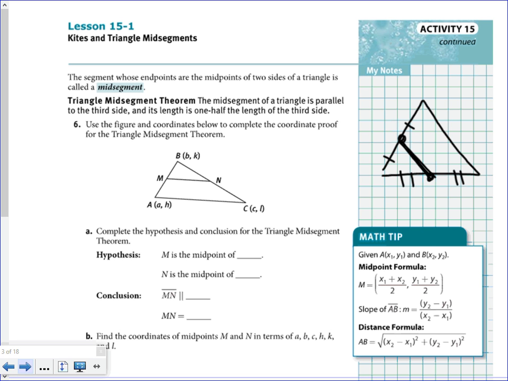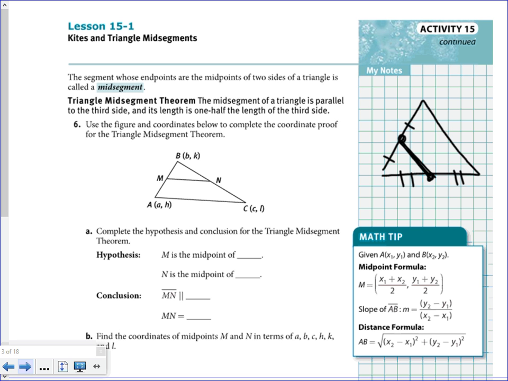So then they tell us the triangle mid-segment theorem. The mid-segment of a triangle is always parallel to the third side and half of the length of the third side. And so we are going to actually complete a coordinate proof to prove the triangle mid-segment theorem.